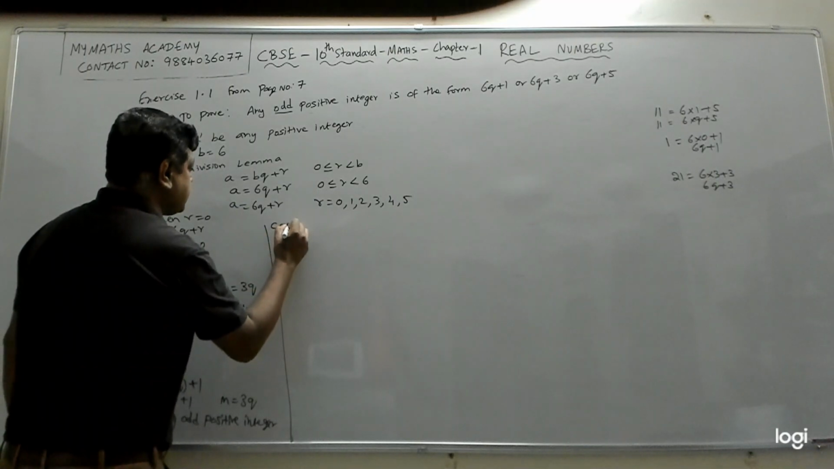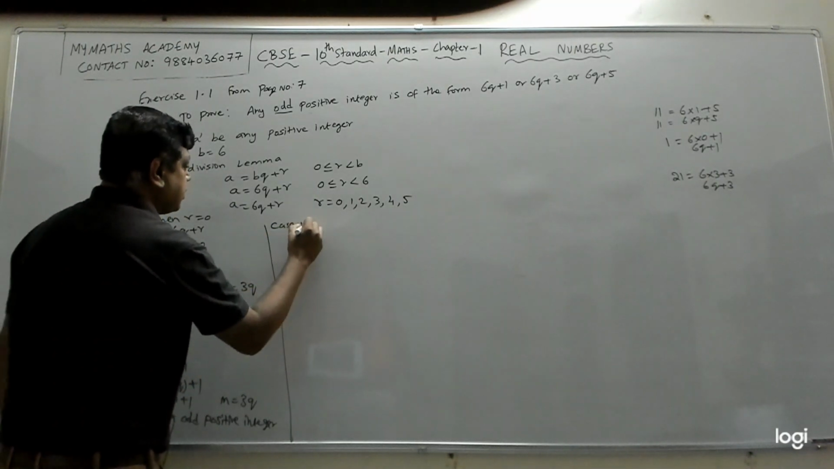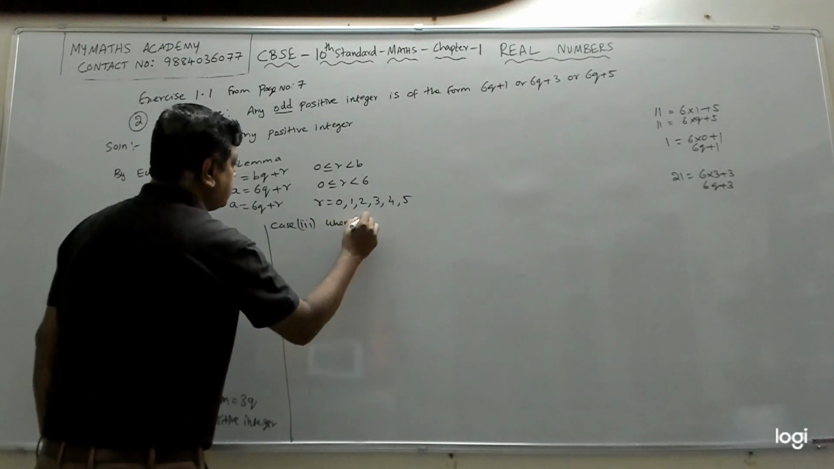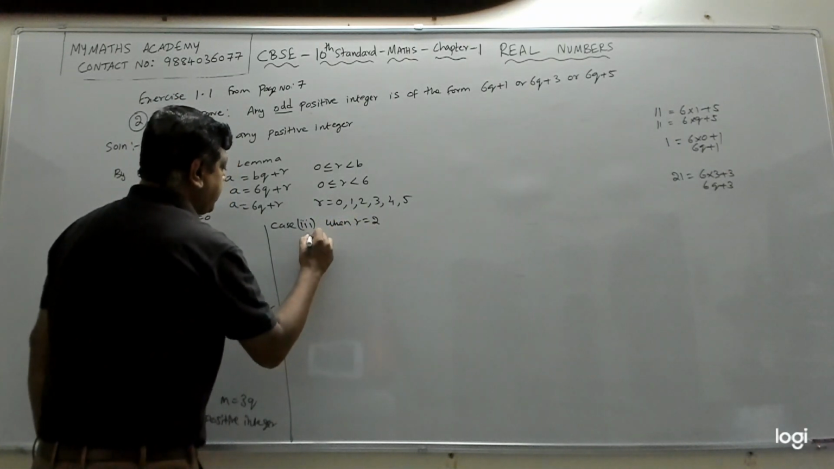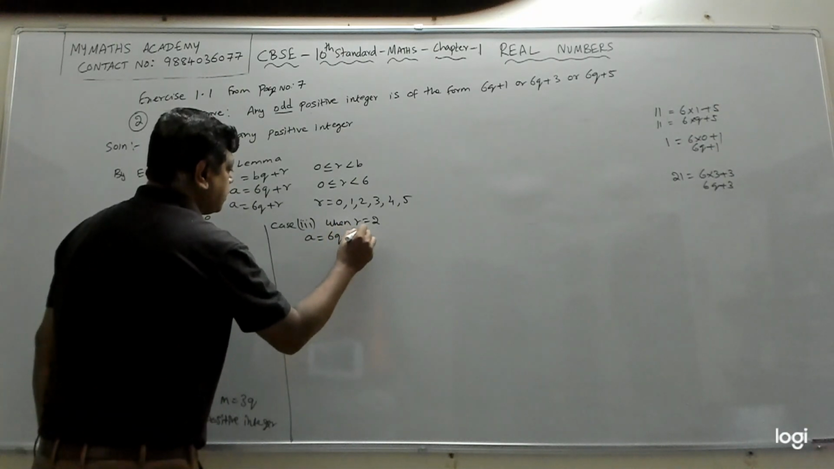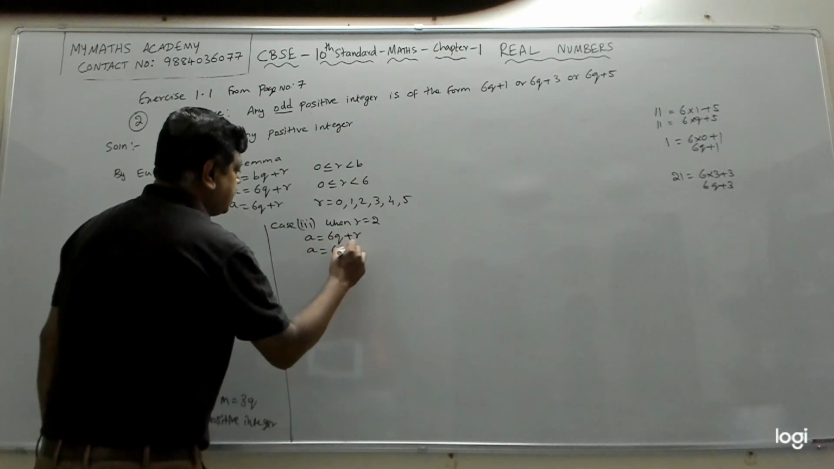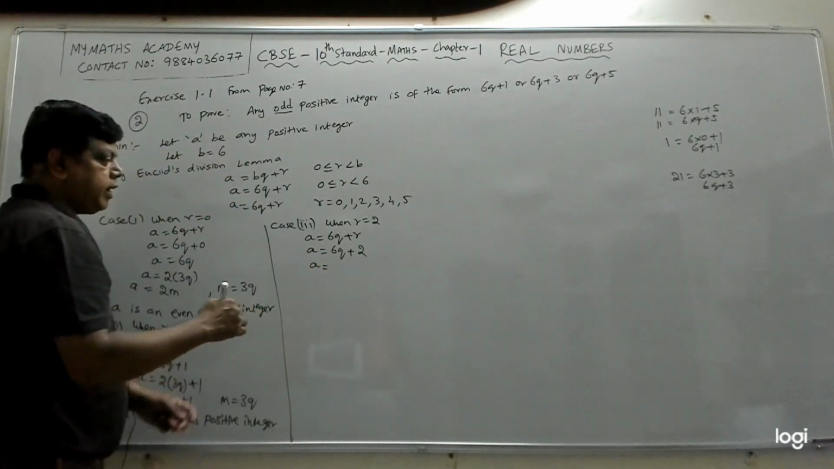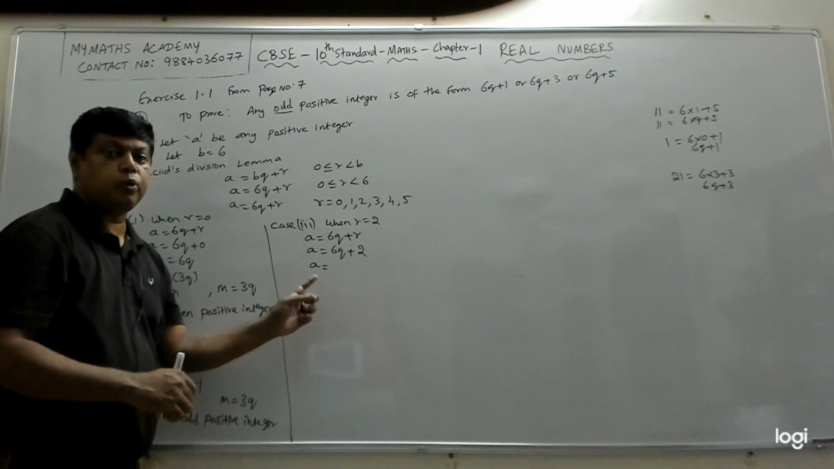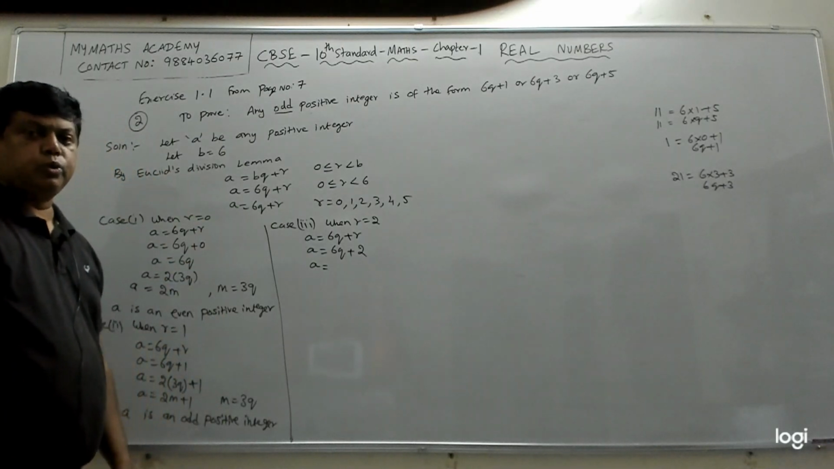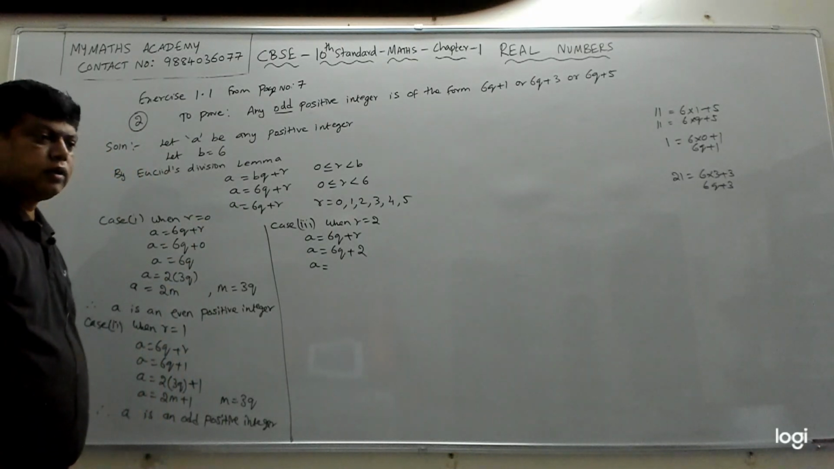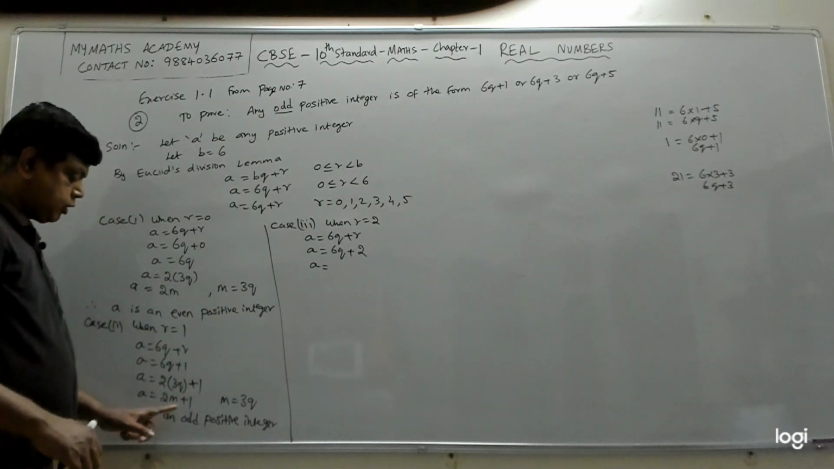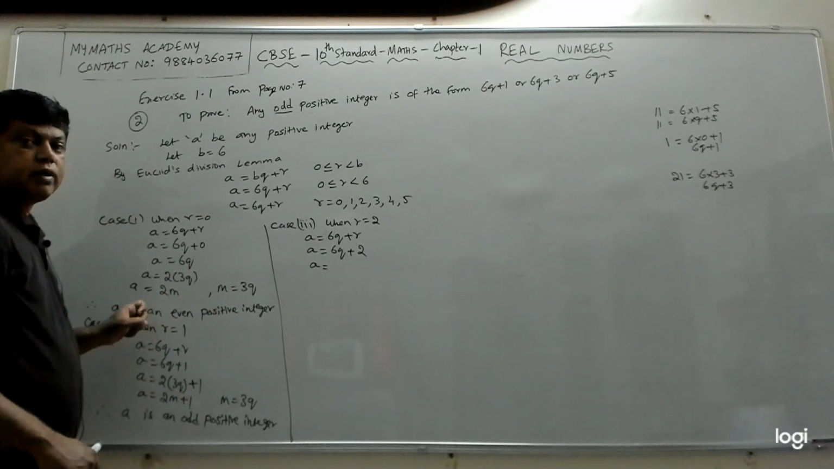We'll take case 3. Case 3 is when r equal to 2. What is my a? A is 6q plus r. So a becomes 6q plus 2. Either I have to write a as 2 into m or 2 into m plus 1. Right? If I write it as 2m, it is even. If I write it as 2m plus 1, it is odd.